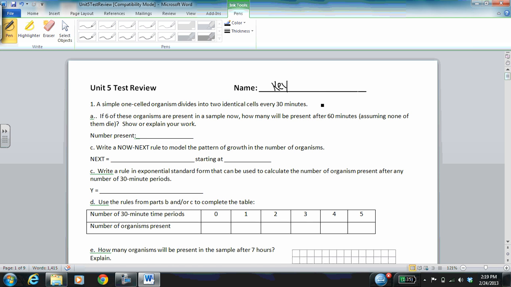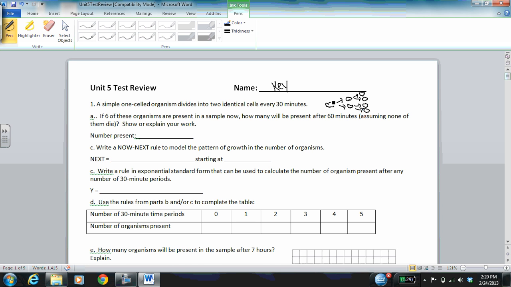So number one says a simple one-celled organism divides into two identical cells every 30 minutes. So we got this little organism, simple one-celled, and every 30 minutes it splits into two. And then those two, after another 30 minutes, each split into two more. And that guy also does the same, and so on. And we could draw a tree diagram representing each simple-celled organism and how it divides into two more every 30 minutes.